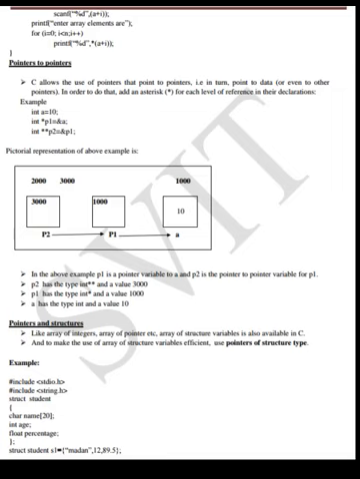P2 has the type int double star and a value 3000. P1 has the type int single star and a value 1000. A has the type int and a value 10. Pointers and structures. Like arrays of integers, arrays of pointers, etc., an array of structure variables is also available in C, and to make the use of an array of structure variables efficient, use pointers of structure type. See the example.